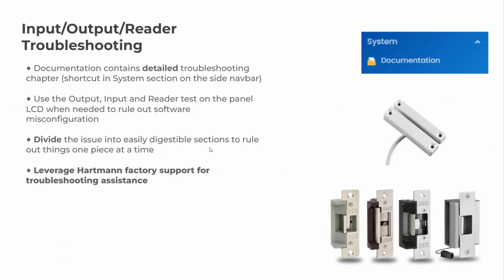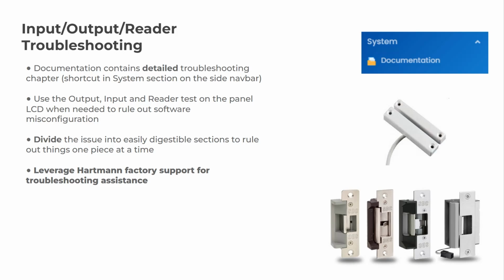And our last section here is for input, output, and reader troubleshooting. Thankfully, our documentation does contain a very detailed troubleshooting chapter. You can get the documentation from the system section, and you can even search for it on the side nav bar. In a lot of cases for input and output related things, you can use the input, output, and reader test on the physical panel to help rule out things.